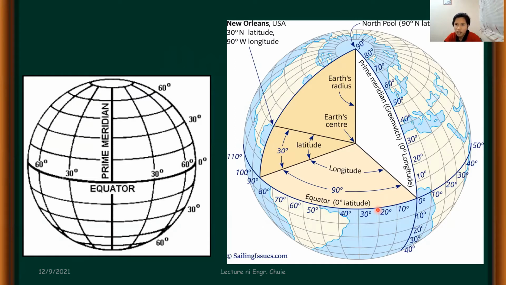So this one is 20 degrees west longitude. This is 30 degrees west longitude. So it differs on the direction. From the westward, the longitude becomes negative. For the eastward, our longitude becomes positive.